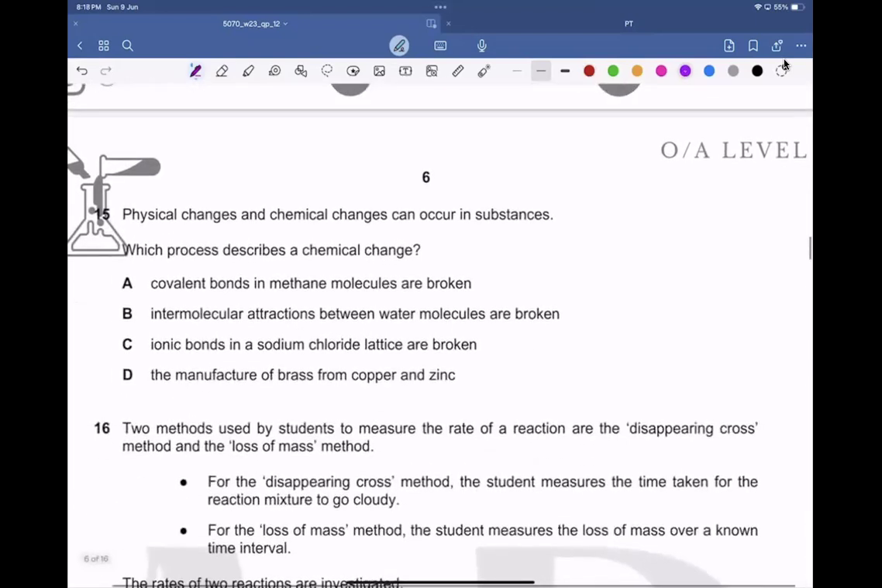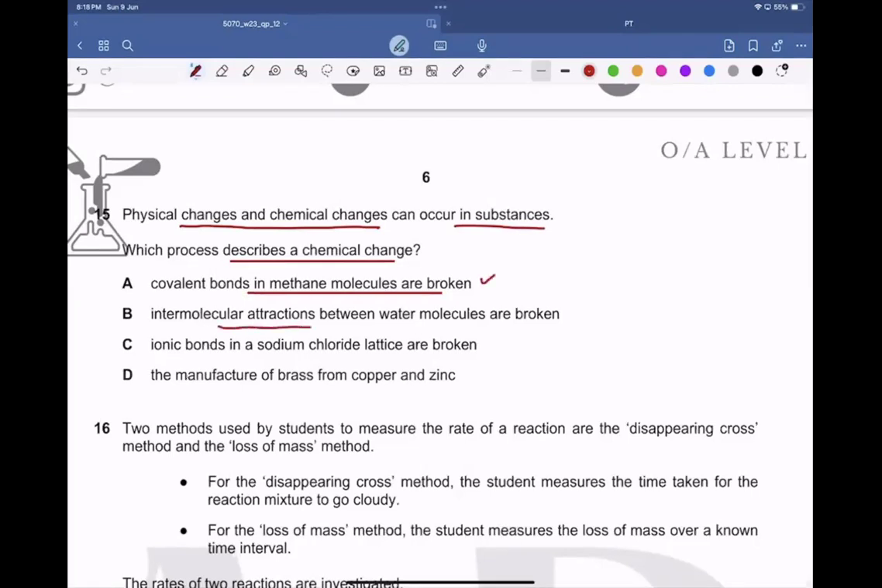Now, question number 15. Physical changes and chemical changes can occur in substances. Which process describes a chemical change? Covalent bonds in methane molecules are broken. Okay, they are just broken. Chemical change is the one where bonds are broken, we know. So this can be the correct answer.